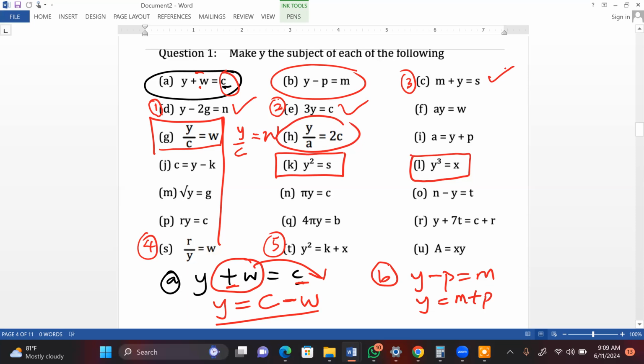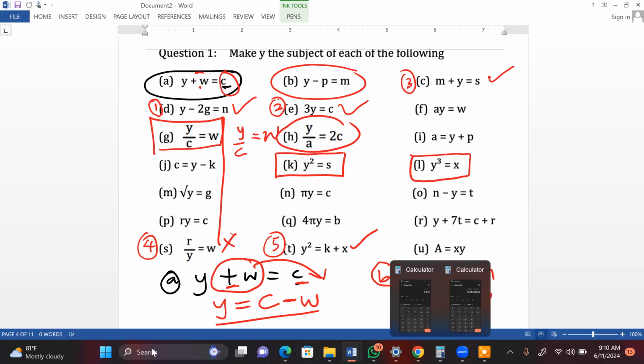Number four, I don't know if it's correct because the y is down. What did you write? I got y equal to wr. Oh, you tried. I'll do the answer. Number five: y equal to square root of k plus x. That's correct. You see, number four is still the same process.